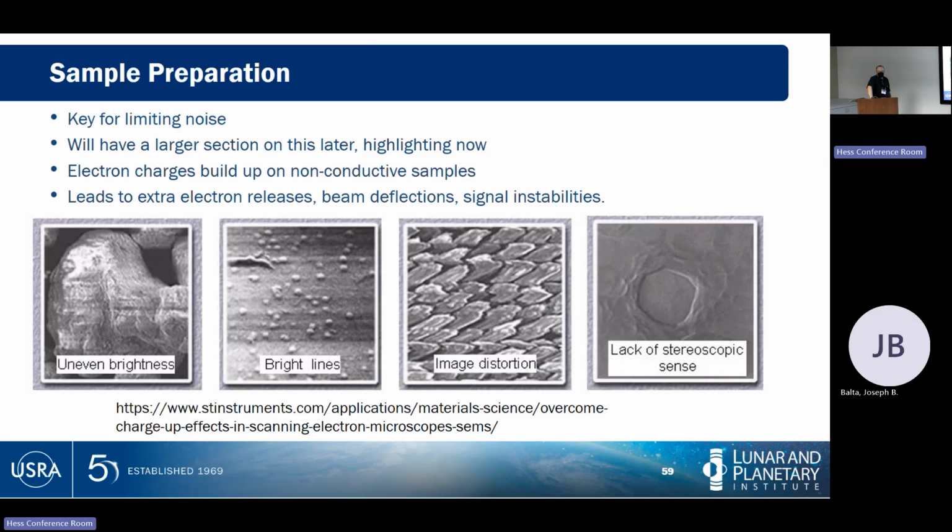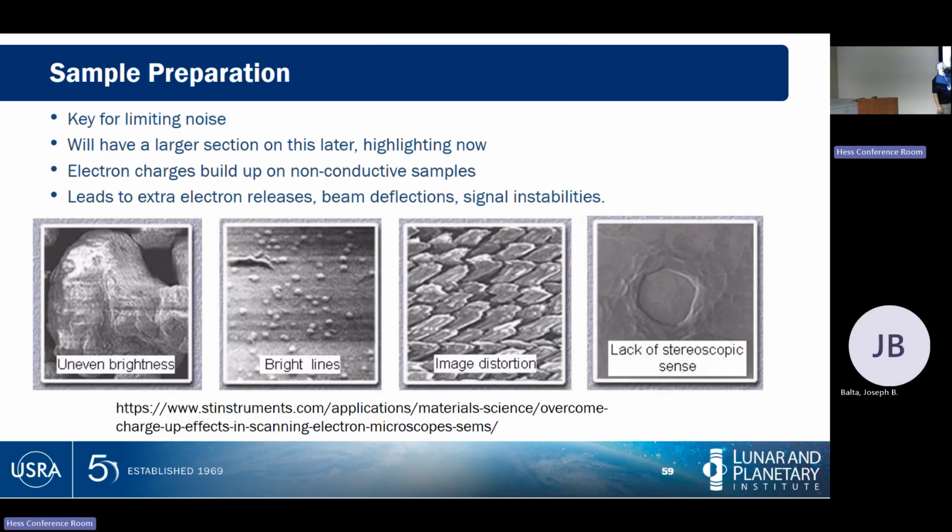Non-conductive materials under electron bombardment will build up their own electrical charge. And that buildup of electrical charge will affect further operations. It can lead to signal instabilities. It can lead to extra releases of electrons. It can lead to image distortion.